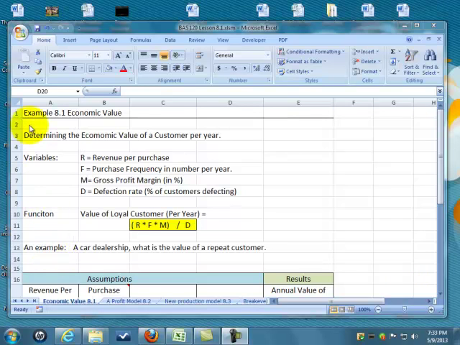Welcome to Business 121. We're going to start on Chapter 8 and go through a couple of examples. The first example is 8.1.